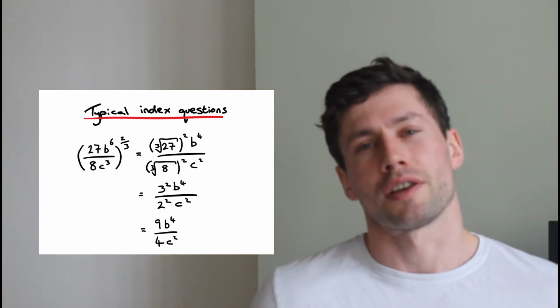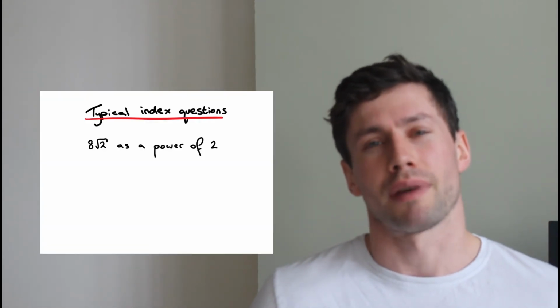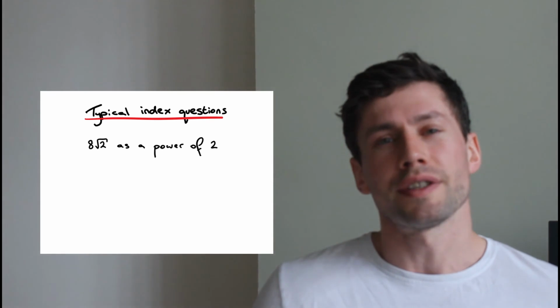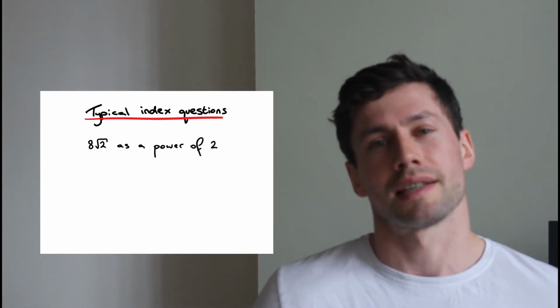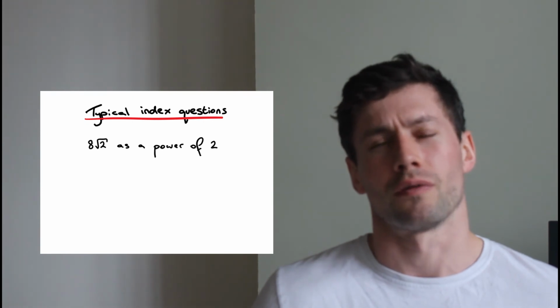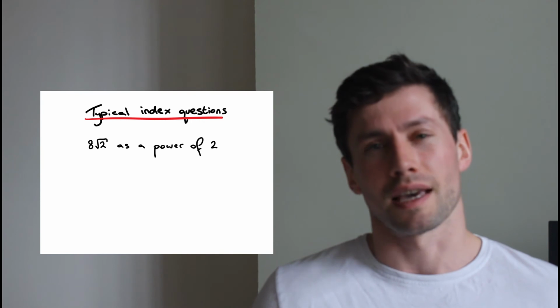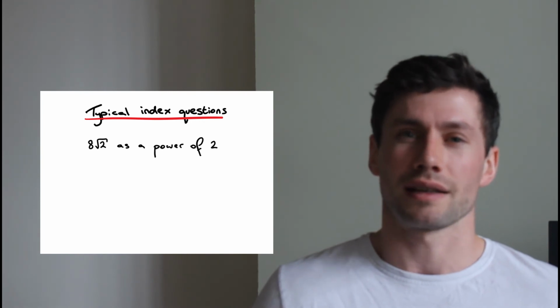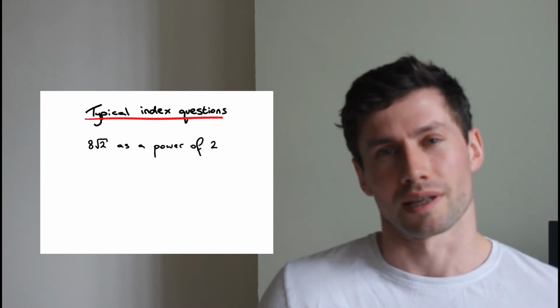The second type of question that you might face is where you have to express one number as some other number to a power. An example of this might be writing 8 root 2 as a power of 2. For questions such as this, you want to write each element of the expression as a power of the number which you are required to write the overall expression to. In this case, we want to write both the 8 as 2 to the power of something and root 2 as 2 to the power of something.